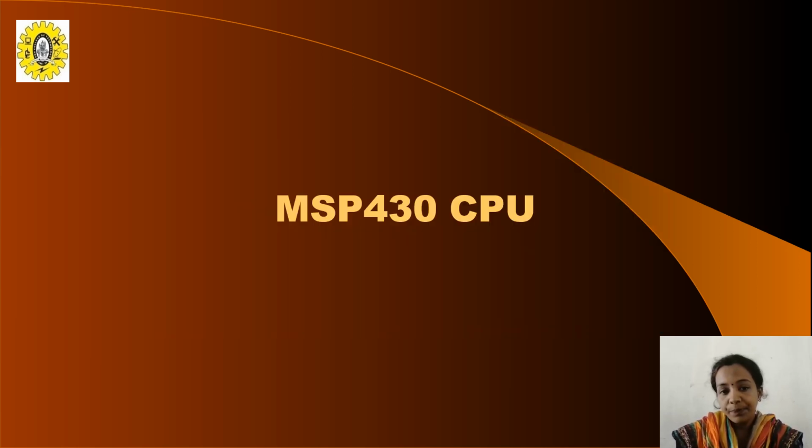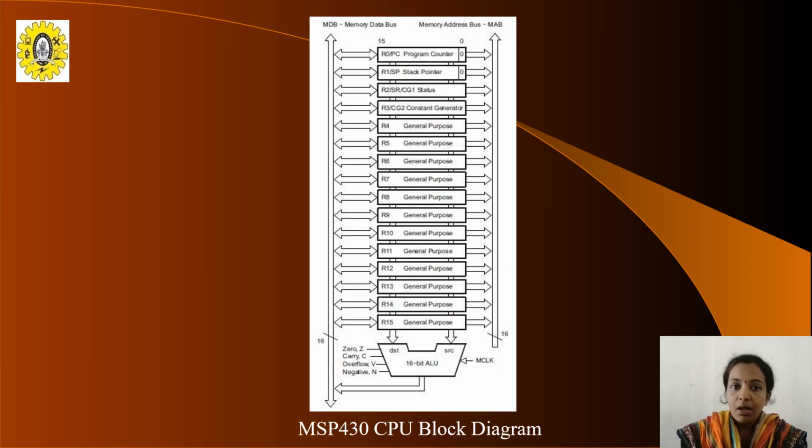So we are going to see the MSP430 CPU. The memory data bus will be there and the address bus will be there. Program counter, stack pointer, and the status of the signals will be mentioned in the status register. Constant generator and general purpose registers to store the program. The arithmetic logic unit does the arithmetic and logical operations. Here we will have the zero flag, carry flag, negative flag, and overflow flag, and registers to store the programs will be there in the CPU.